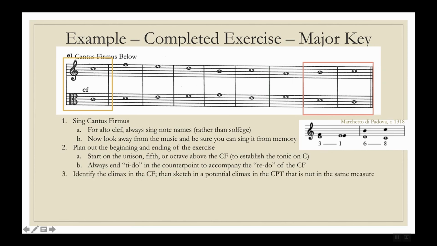Okay. So the third thing that we are going to do is identify the climax in the Cantus Firmus. So that G is the highest note. So let's put a little circle on the G. And then we want a climax in our counterpoint. It's just somewhere other than, it might be like the measure before, the measure after. In this particular case, it's weird, but the climax happens like in the very second measure. But we want a climax somewhere else. So we just sketch it in often and then check to see if it works.